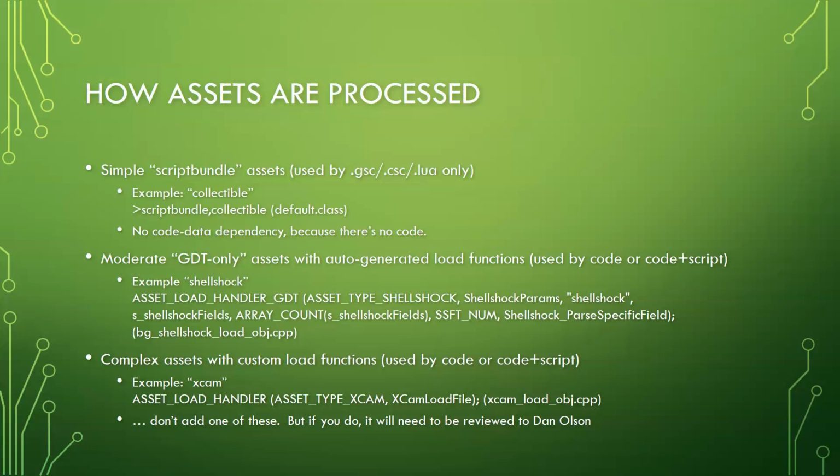to parse a custom field type. But generally, it's very simple. One line of code and a header change. There's also complex assets where you can write your own custom load function logic. An example of that is XCAM, because XCAMs internally are just JSON files that get pulled into various fields.